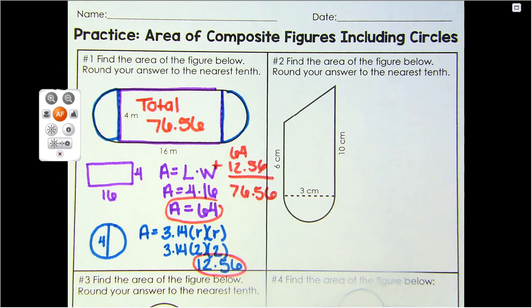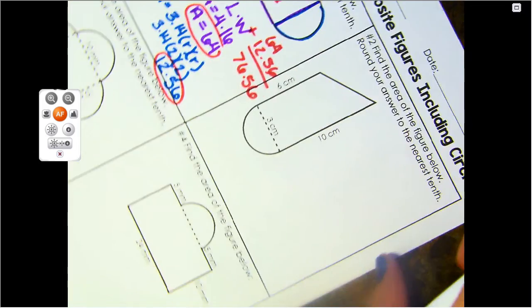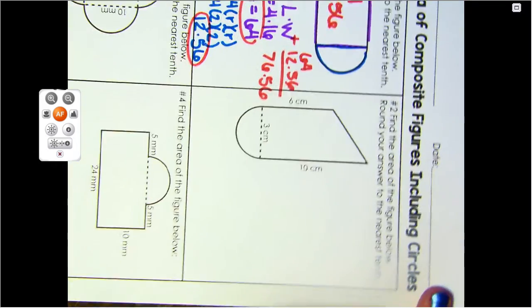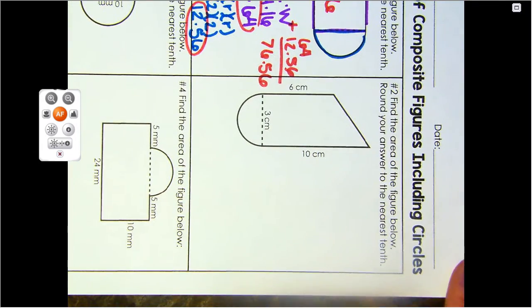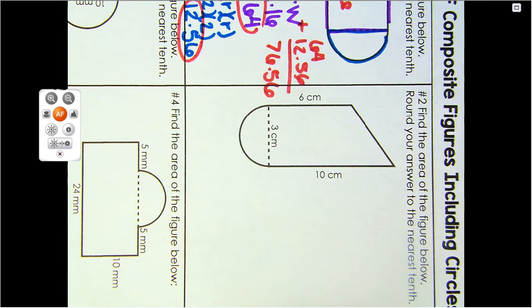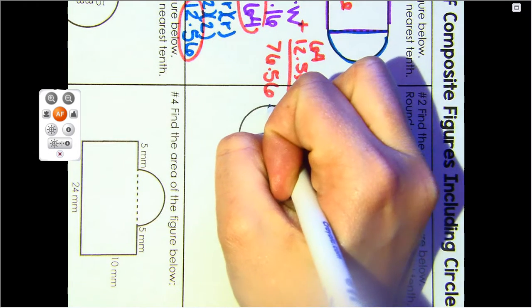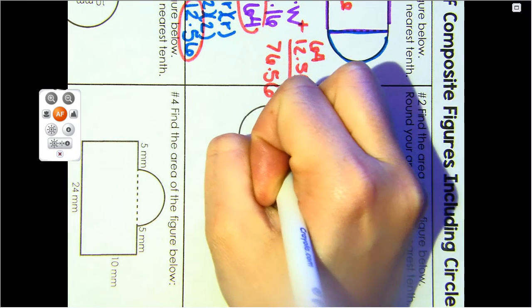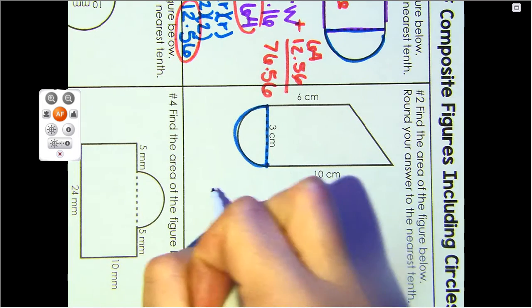Okay, now the next one, I'm going to turn the shape on its side, and we're going to pick apart the different shapes that we see inside the picture. Okay, so one shape that I happen to see is a semicircle, which is a half circle. So I'm going to pull that shape out.